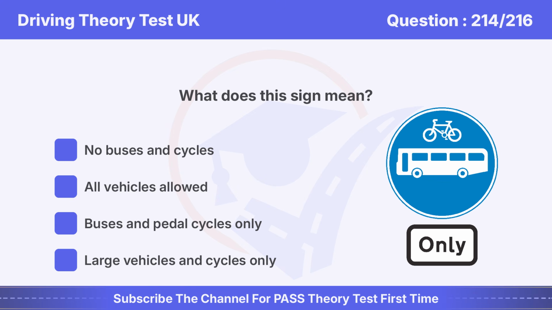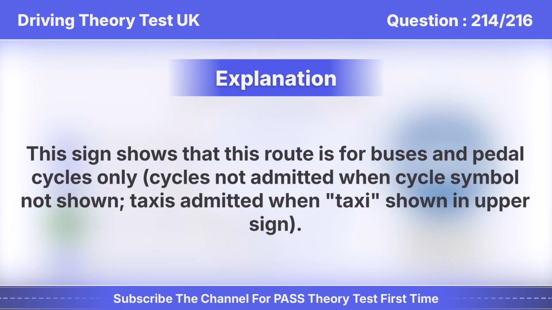Question 214. What does this sign mean? Answer is C. Buses and pedal cycles only. This sign shows that this route is for buses and pedal cycles only, cycles not admitted when cycle symbol not shown. Taxis admitted when taxi shown in upper sign.